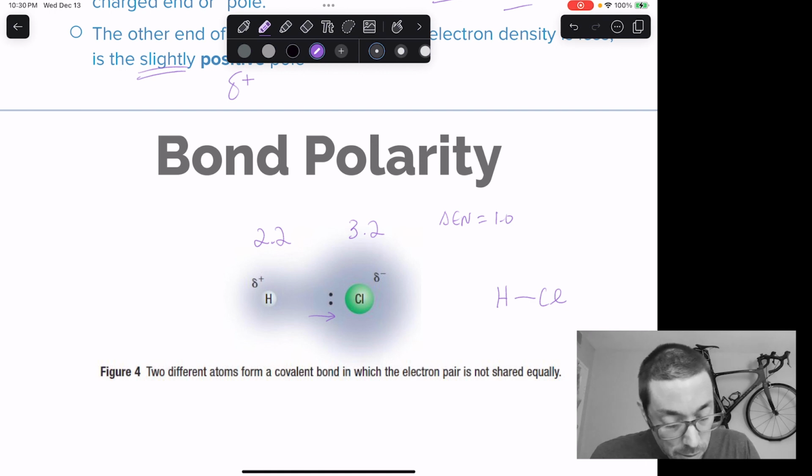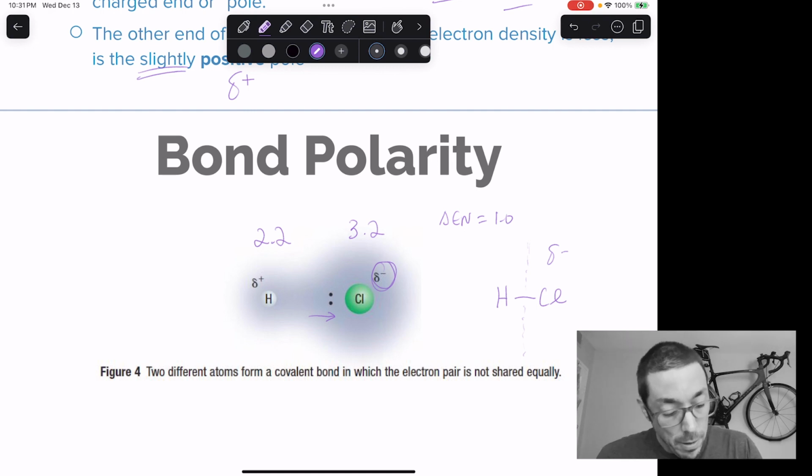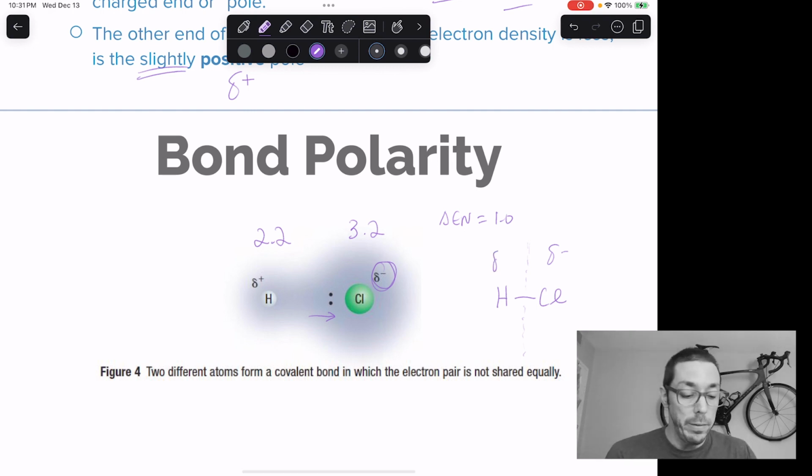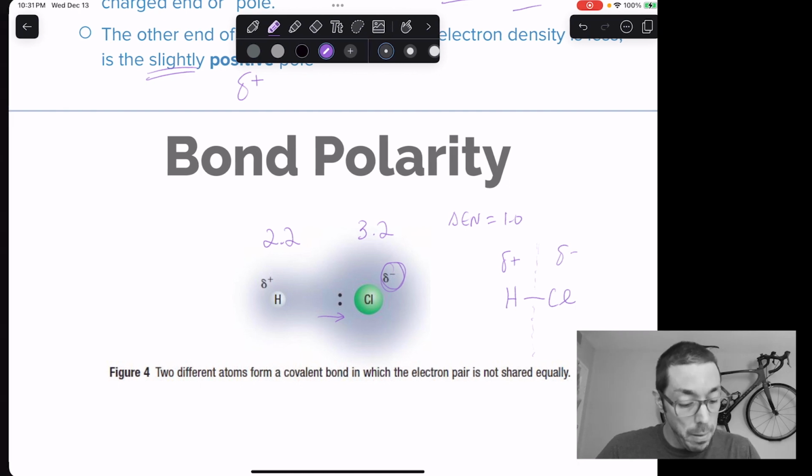This is showing that if you were to divide this molecule in half there, the side where chlorine is located would be slightly negative because it pulls those two electrons more toward itself, and H would be the slightly positive side because it's not as good at drawing the electrons toward itself. So it's unequal sharing, which makes it slightly negative on one side and slightly positive on the other. That is what we call a polar bond.